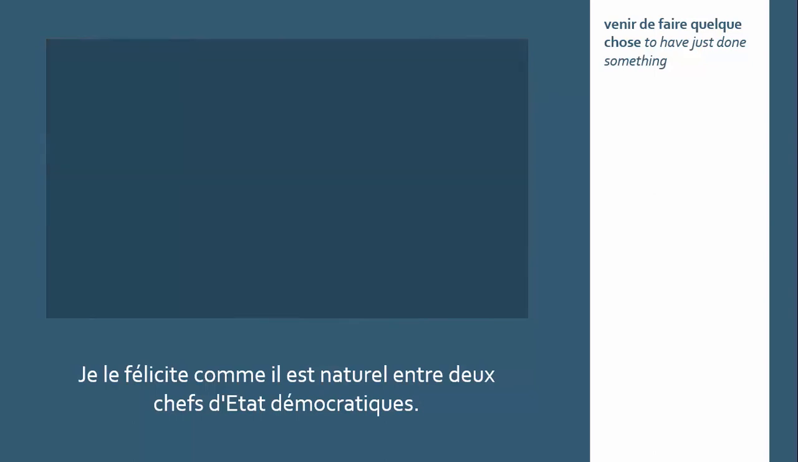So here we have what I think is the first indication that François Hollande is not so happy about this. Je le félicite comme il est naturel entre deux chefs d'État démocratiques. So je le félicite. Féliciter is to congratulate. Félicitation is congratulations. But je le félicite, I congratulate him. Comme il est naturel entre deux chefs d'État démocratiques. So, comme il est naturel, as it is natural, entre deux, between two, chefs d'État démocratiques. So, démocratique, democratic, chefs d'État, heads of state. So, I'm congratulating him, as it is natural to do so between two democratic heads of state. So, he's not congratulating him because he wants to, or because he's happy about it, but that's the natural thing to do.